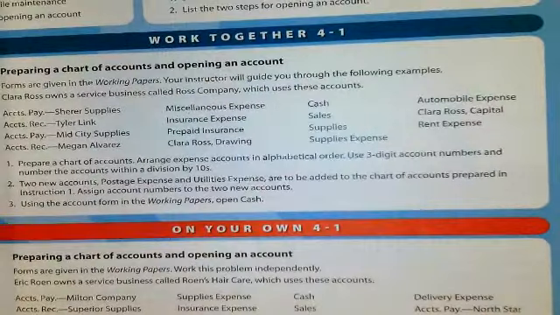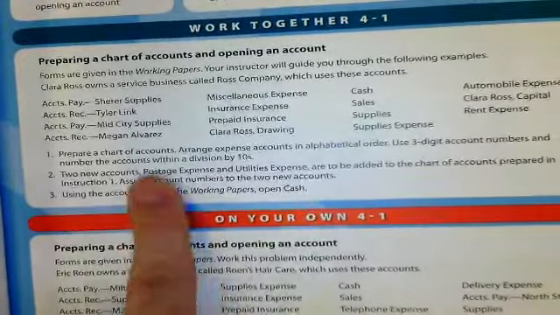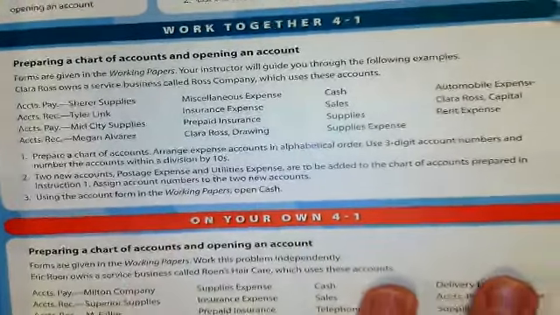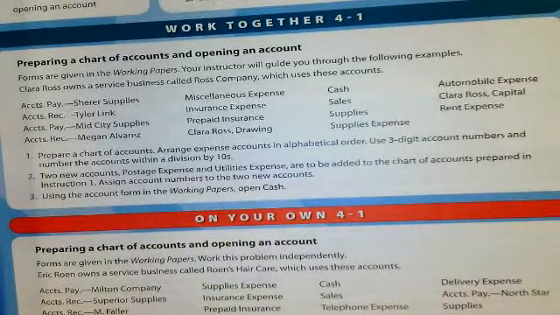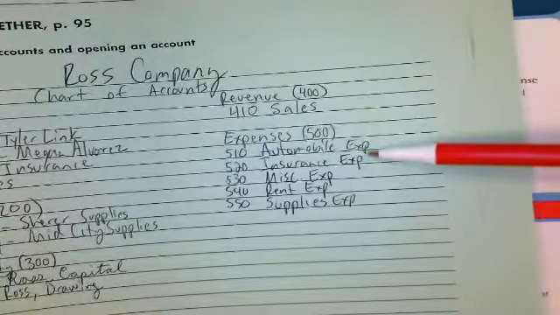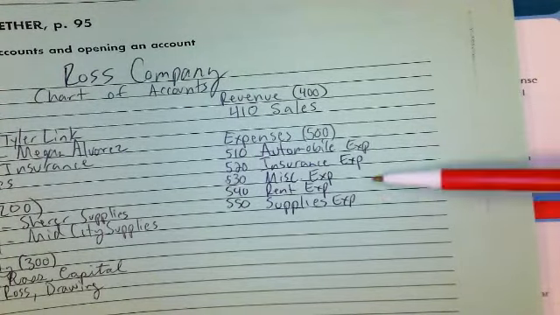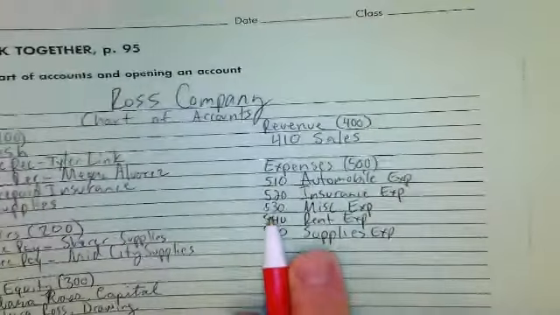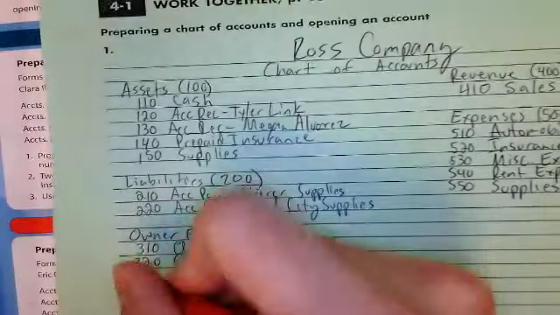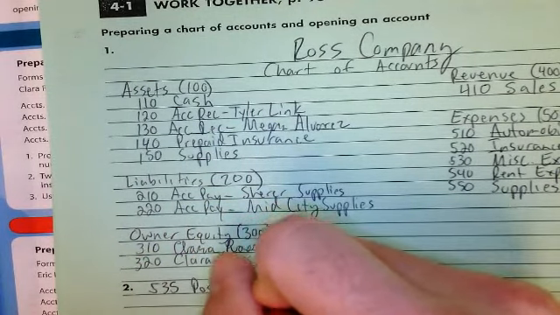Now look at number 2 real quick. Add 2 new accounts, postage and utilities. They're going to be added to the chart. Assign them new numbers, so we have to keep them in alphabetical order. So postage expense. Where is postage expense going to fit in? Between what and what? Good. Between miscellaneous and rent, we're going to split the difference. We'll call it $535.